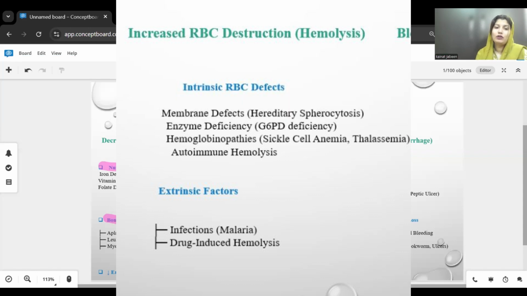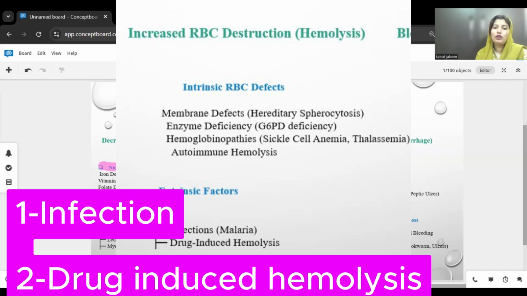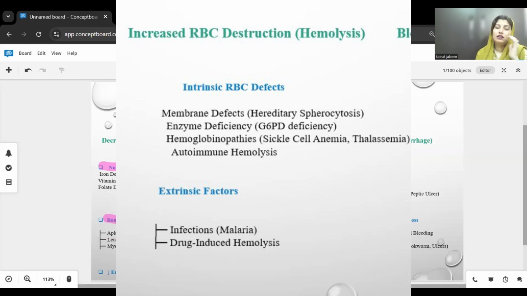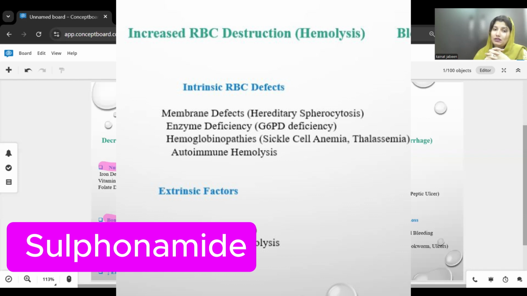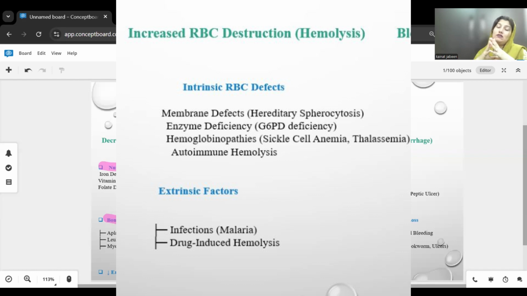Now we have to talk about extrinsic factors. There are basically two extrinsic factors, infection and drug-induced hemolysis. Infection can cause, for example, malaria. Malaria is going to destroy the RBCs and move out. The second thing is drug-induced hemolysis. The drugs can also cause hemolysis. And which drugs can cause it? Drugs like sulfonamide, and antibiotics like nitrofurantoin, can increase oxidative stress that leads toward RBC destruction.